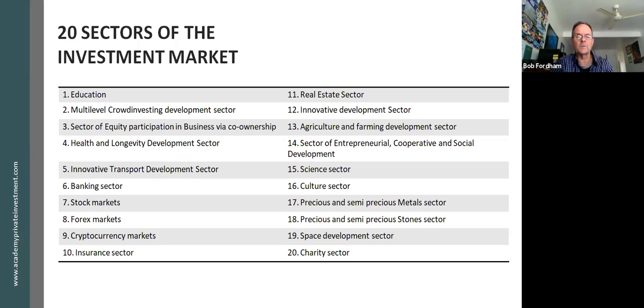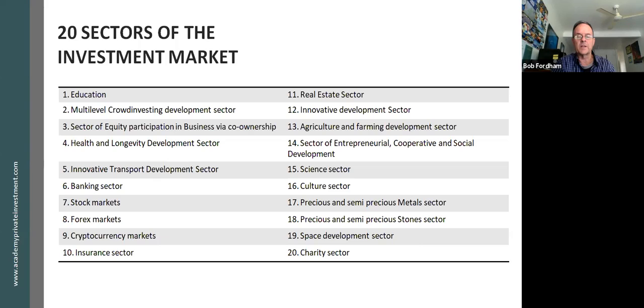We are also heavily involved in the health and longevity sector, because what's the point of having all this money and assets if you're not looking after your number one wealth, your health? So we see the future as a big part of health and longevity.